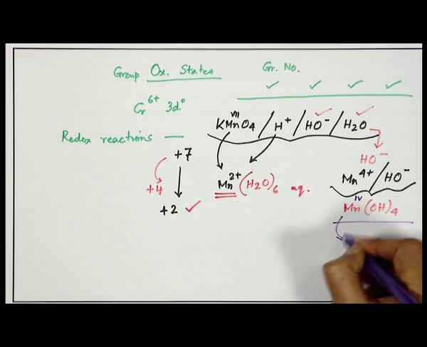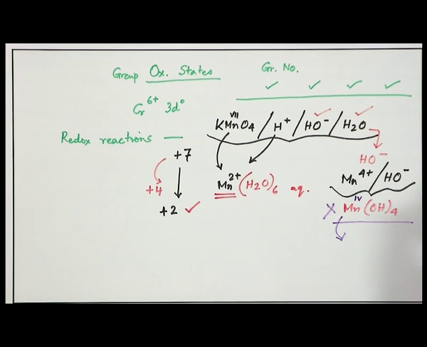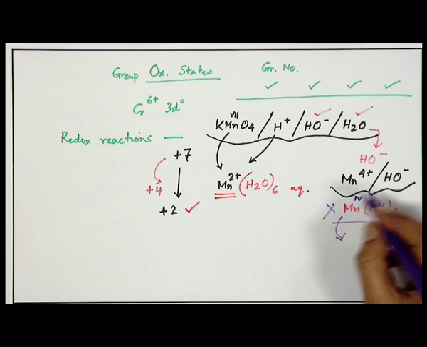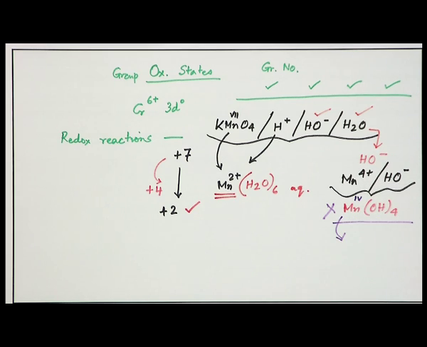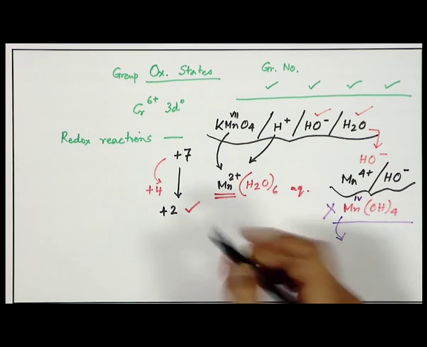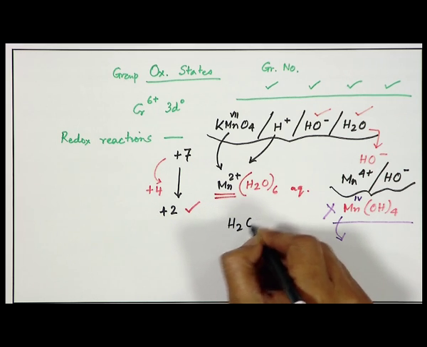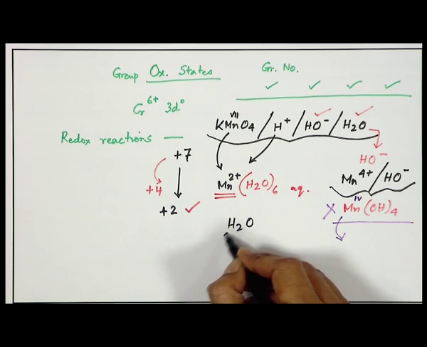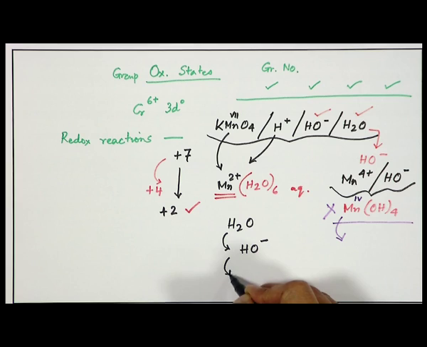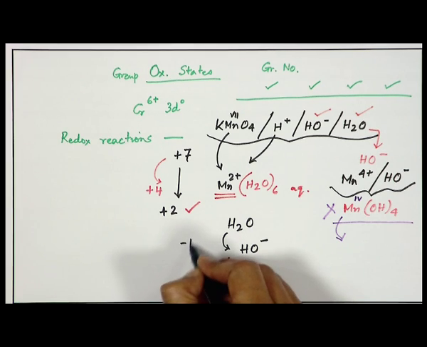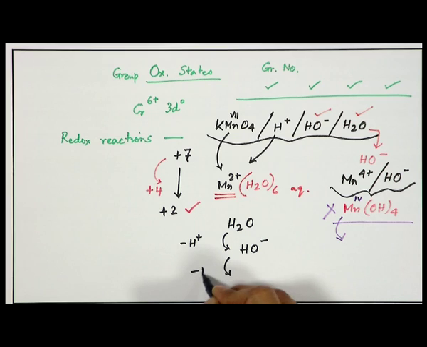Similarly, it can go further without giving you this particular species, because you can have further deprotonation from the OH-. What we had earlier were water molecules, which give OH- on removal of one proton, and the removal of the second proton will give you O2-.